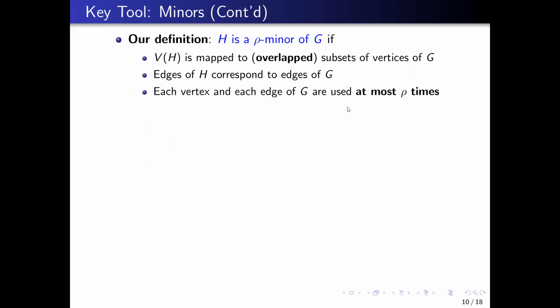The differences of these two definitions have two aspects. Firstly, any two mapped subsets of vertices of G may have overlap. Secondly, each vertex and each edge of G are used at most rho times.